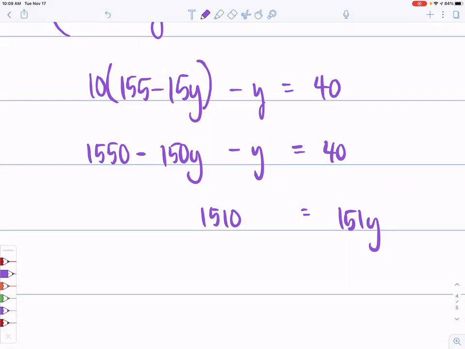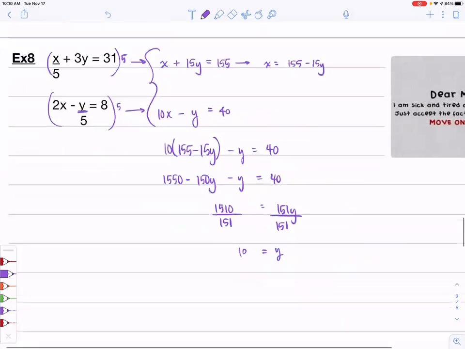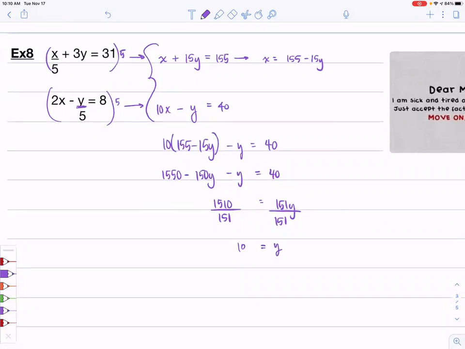Are we good? Then what? It's going to be y equals 10. We finished? No. Okay. How many equations, this one's a tricky question. How many equations can you plug this value back into?